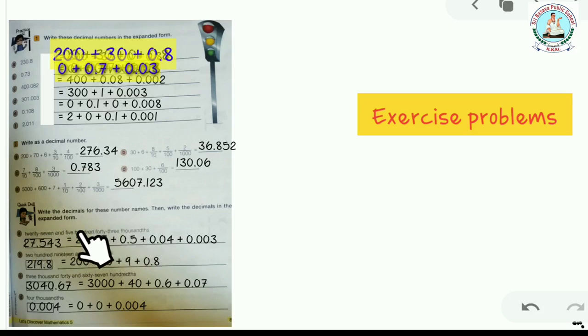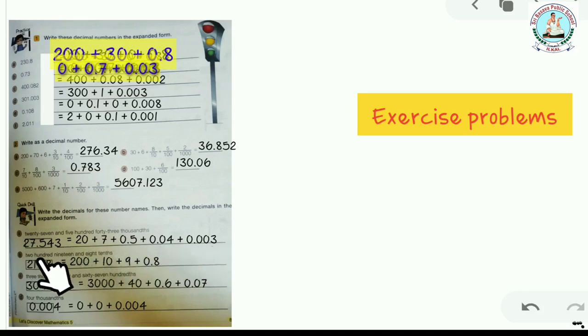So it is the number name according to the second method I explained earlier. 27 is the whole part, so we write it first, and this shows the decimal point, and 543 is in the decimal part, so we write 543. So this is the decimal number of this number name. Next we have to expand this decimal number in this way. 2 will give you 20, the place value of 7 is 7, the place value of 5 is 0.5, the place value of 4 is 0.04, and the place value of 3 is 0.03.